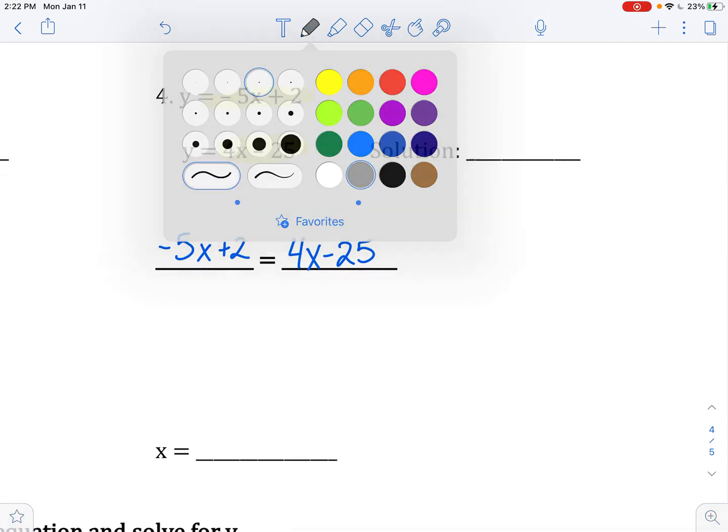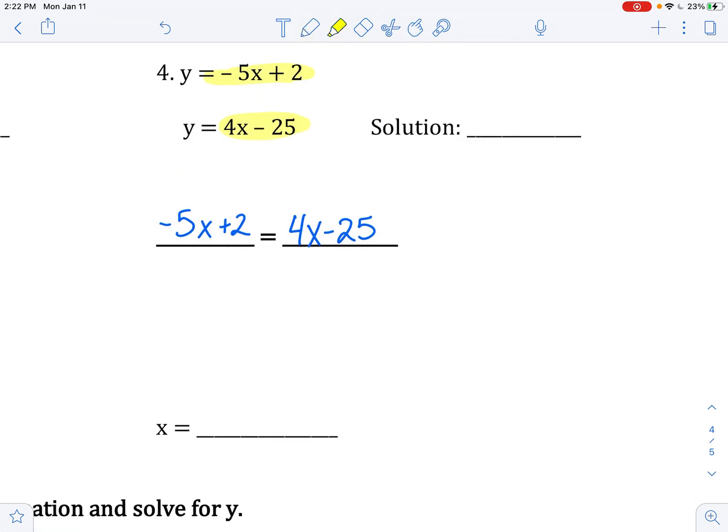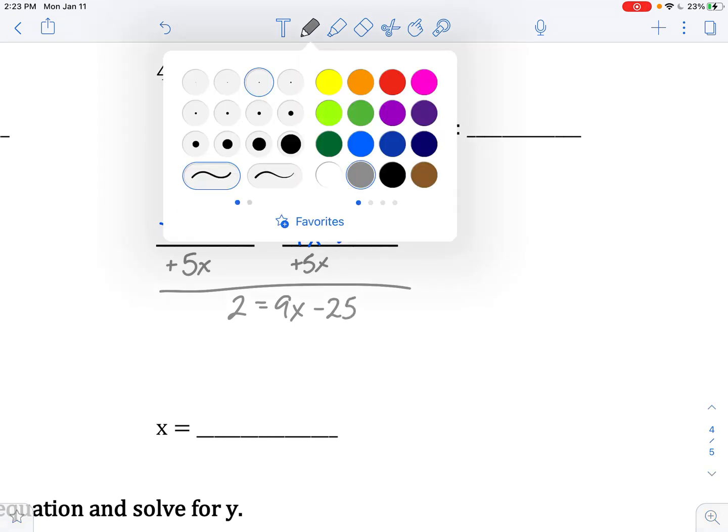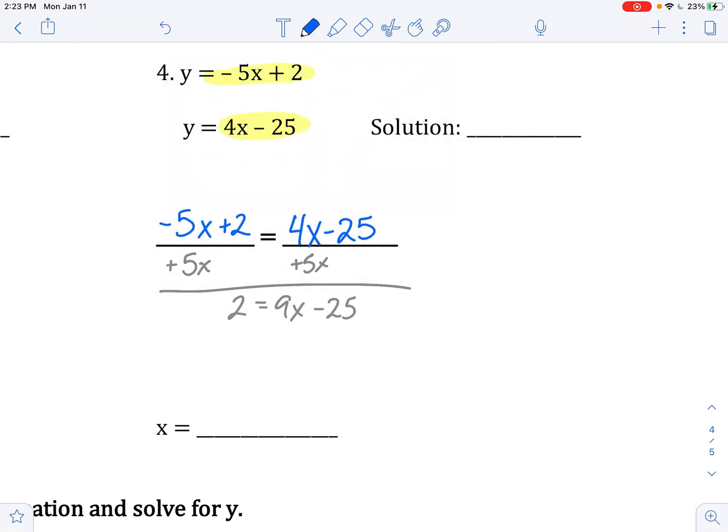So from here, I want to get my like terms together. I've got some x terms. Let me just move those over to be together. Got 2 equals 9x minus 25, or 9x equals 27 if I add that 25 over. So x would be 3.